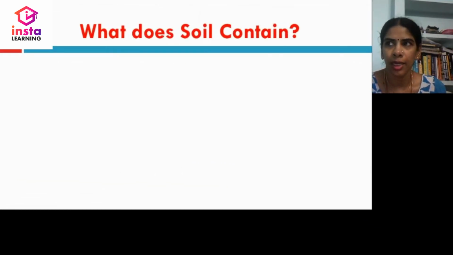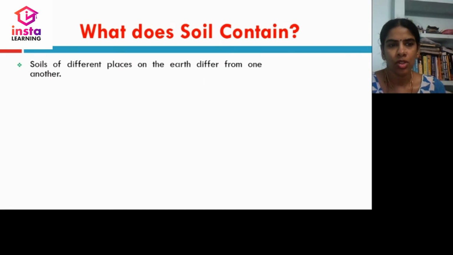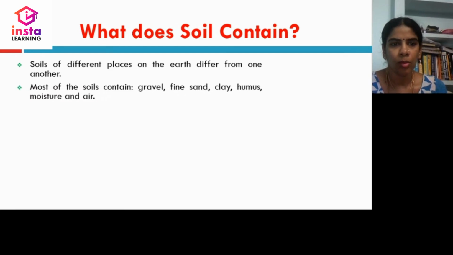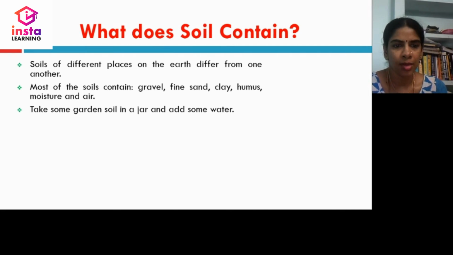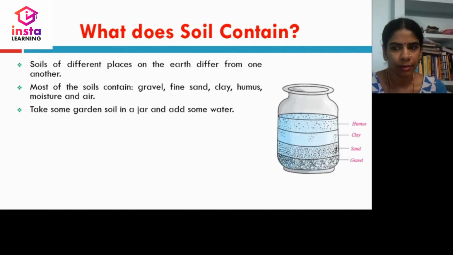What does the soil contain? Soils of different places on the earth differ from one another. Most of the soils contain gravel, fine sand, clay, humus, moisture and air. Take some garden soil in a jar and add some water. Shake it well and allow it to settle.